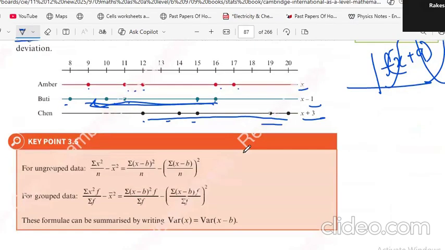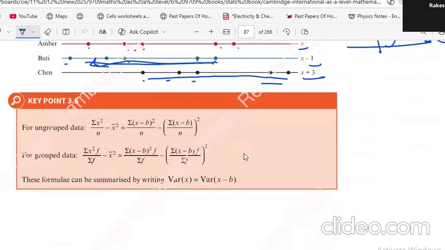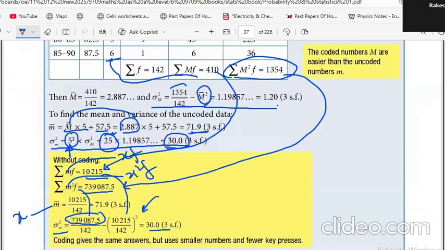He says that if this is the standard deviation for the data x, and I subtract b from all the data, the standard deviation, the spread, remains the same. So this is equal to the spread here. If you subtract any value from each data point, but why do we need to subtract? It makes it easier for us.